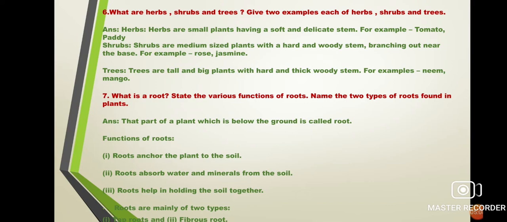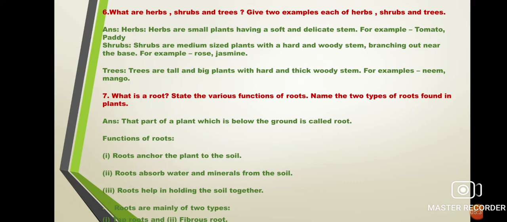Next, what is a root? State the various functions of root. Name the two types of root found in plants. What is a root? That part of a plant which grows below the ground is called root. Functions of root: Number 1, root anchors the plant to the soil, that means it holds the plant to the soil. Number 2, root absorbs water and minerals from the soil. Number 3, root helps in holding the soil together.